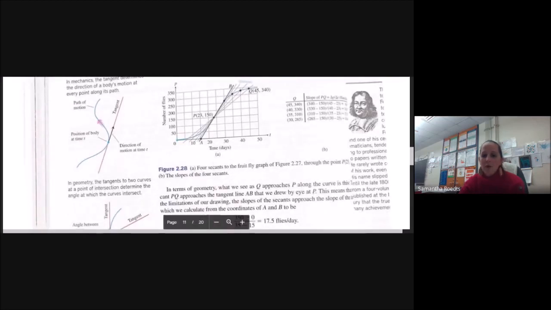In terms of geometry, what we see as Q approaches P along the curve is this: the secant PQ approaches the tangent line AB that we drew by eye at P. So that's basically the tangent. Within the limitations of our drawing, since we're not expert artists, the slopes of the secants approach the slope of the tangent, which we can calculate from the coordinates of A and B to be 350 minus 0 over 35 minus 15, or 17.5 flies per day.